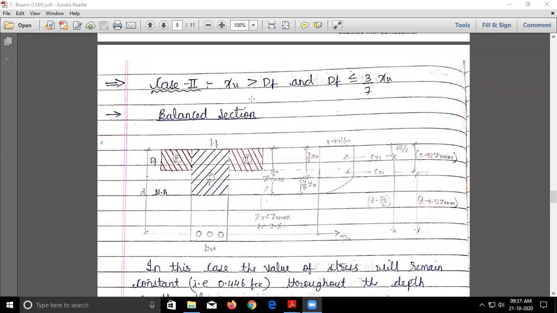So the second condition says that your xu is greater than Df. Theek hai, this is my Df and this is xu. This xu is greater than Df, matlab it is lying beyond Df starting from the compression edge. And the second condition is that Df is also less than 3 by 7 xu. 3 by 7 xu is nothing but this rectangular portion, as I've already told you. So see, the depth of the flange is smaller than this, it is less than this. See, I have drawn this.